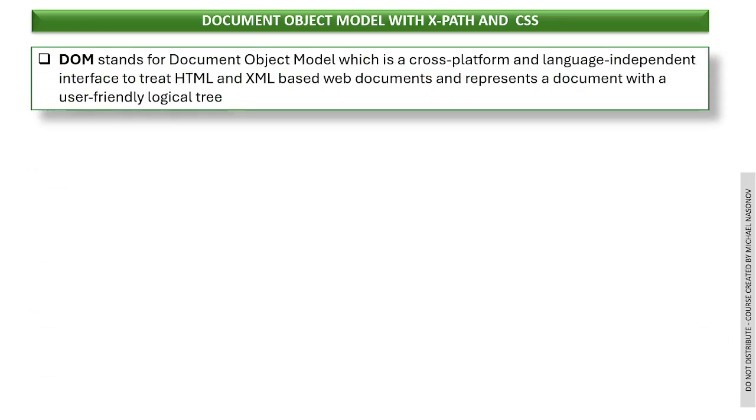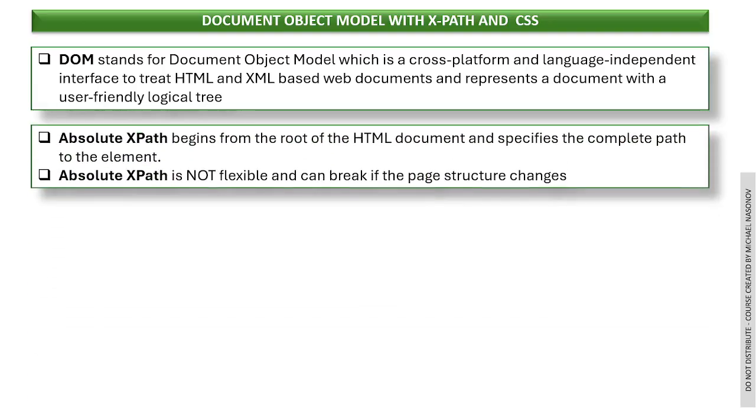Let's take a brief look at document object model with XPath and CSS. DOM stands for Document Object Model, which is a cross-platform and language-independent interface to treat HTML and XML-based web documents and represents a document with a user-friendly logical tree. It's very hierarchical. There are two types of XPath. Absolute XPath begins from the root of the HTML document and specifies the complete path to the element, and is not flexible and can break if the page structure changes.